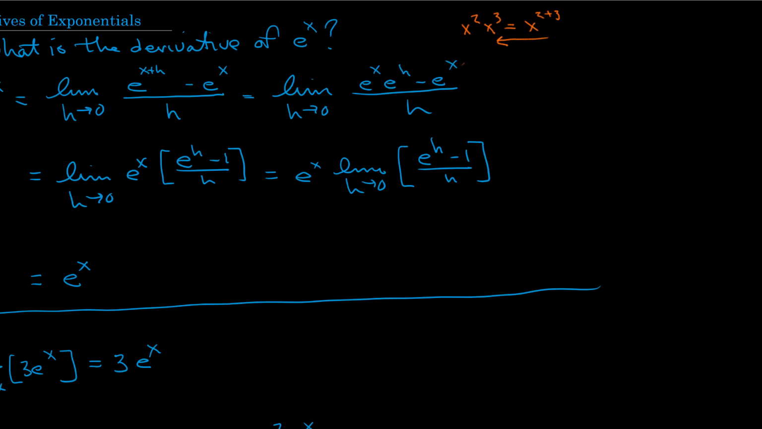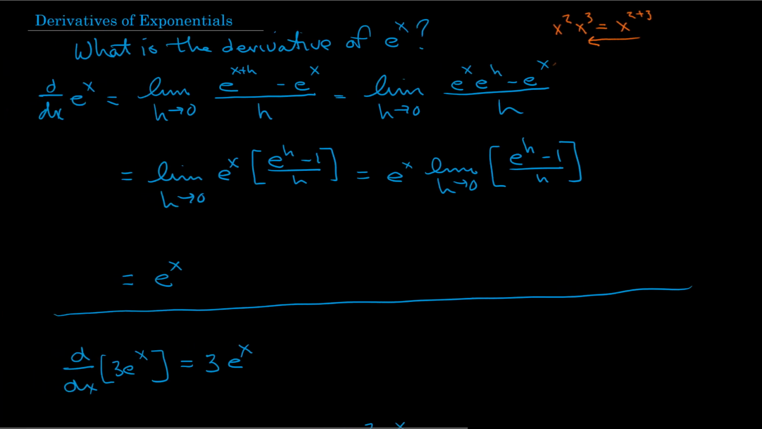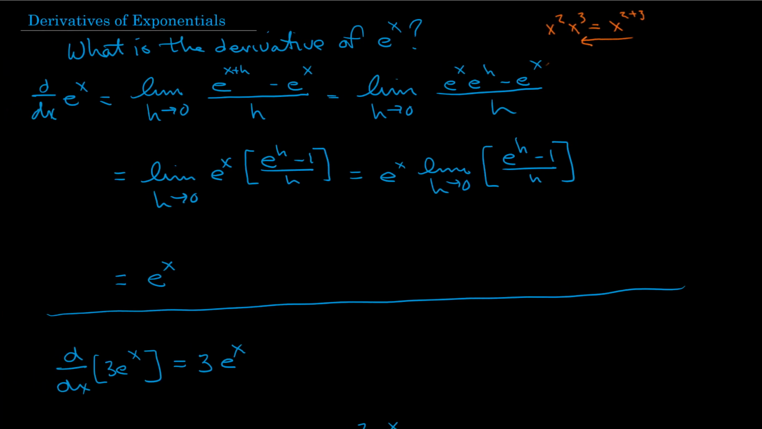Okay, at this point, what are we going to do with this? If we factor out the e to the x, we can bring this out front because it doesn't have a variable h in it. So the limit as h goes to 0 doesn't affect that particular factor. We're left with this limit right here.